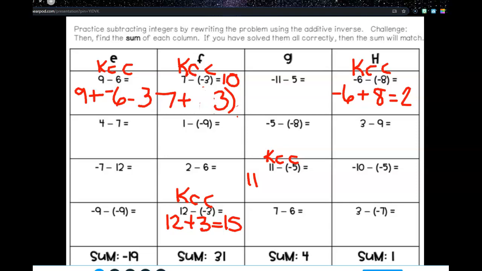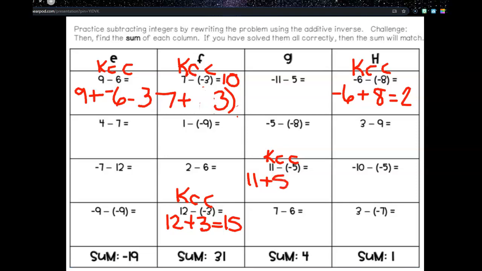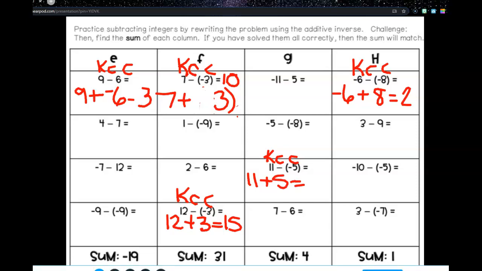Yep. And then I need to change the negative 5 to its opposite. So what would its opposite be? Positive. Good. So what will the answer be there? Can you see my board? You can see my screen, right? Yep. Good job.